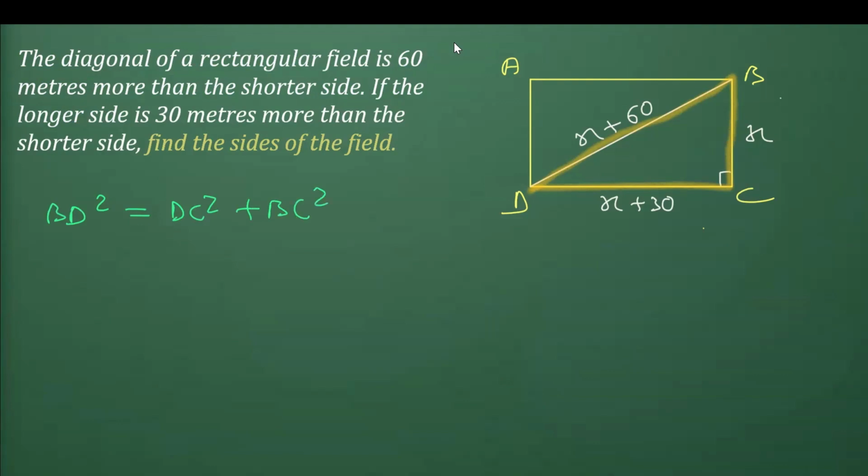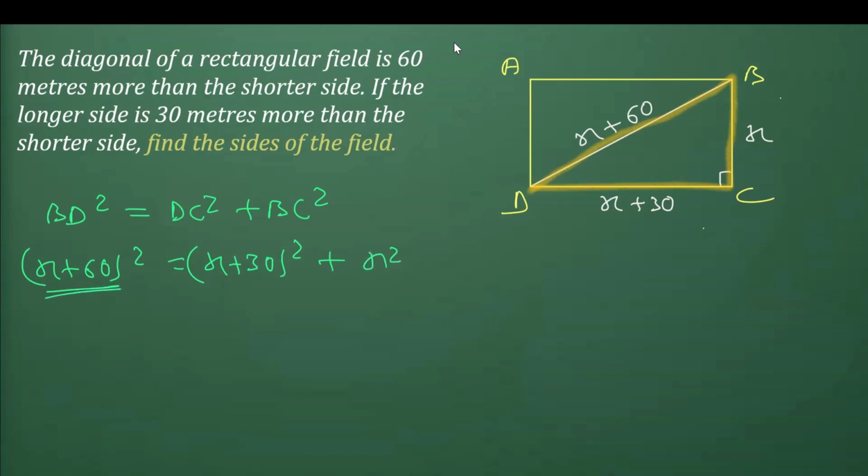And we can plug in BD as how much? It is x plus 60 whole square. The length of DC is how much? x plus 30 whole square. And BC is how much? BC is x, so it's x square only.